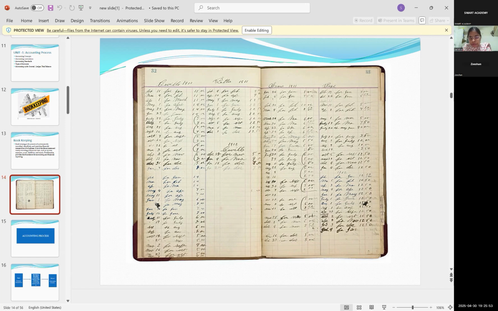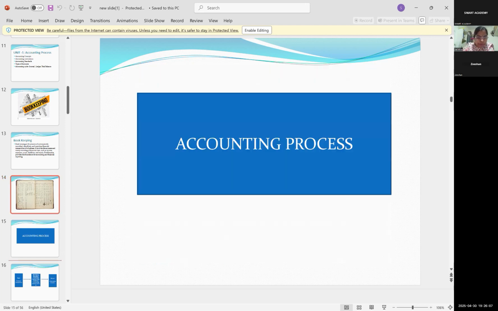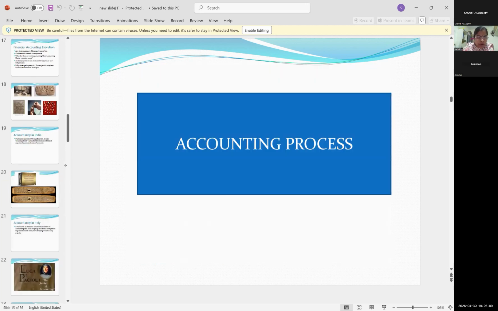Yes, ma'am. This is how they used to maintain the book. So this is a book, and each page is one date where you'll maintain all the transactions. What is the amount returned? So in older days, they used to prepare like this. Now this part, have you understood?